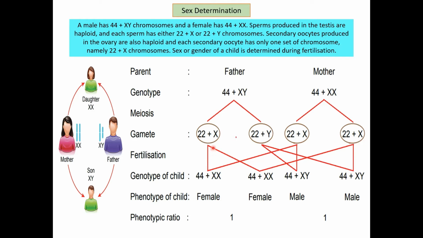When fertilization occurs, these are the products. This is 44 plus XX, which is female, and this one is 44 plus XY, which is male. So the phenotype ratio is 1:1.